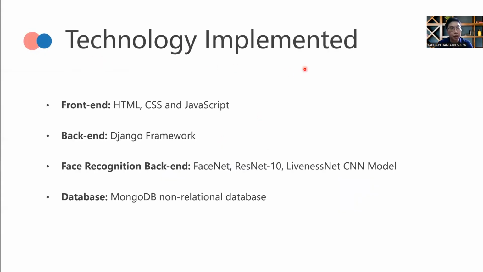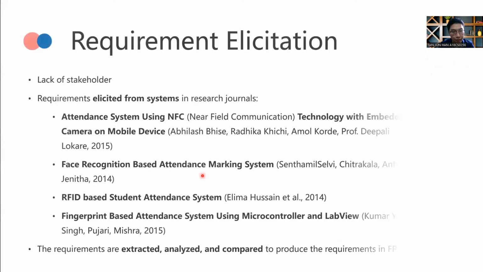Inside the technology implemented here, for the front end, I'm using HTML, CSS, and JavaScript. For the back end, I'm using Django. For the face recognition back end, I'm using the models we mentioned just now: FaceNet, ResNet, and LivenessNet. The database I'm using is MongoDB, a non-relational database. Inside the requirement elicitation, this project does not have any stakeholders, so the requirements will be elicited from the research journals. There are 4 journals I'm taking here.